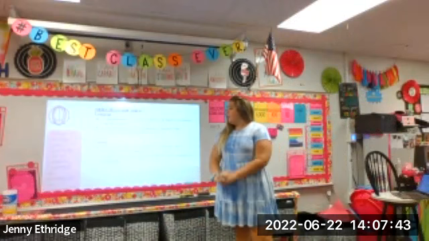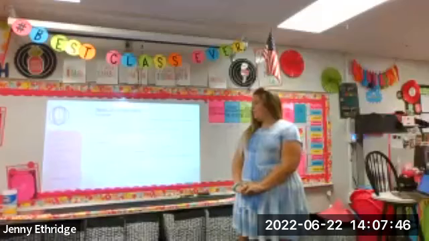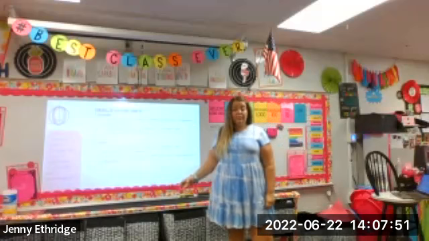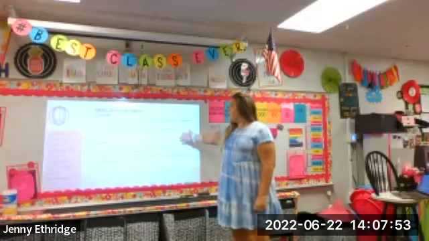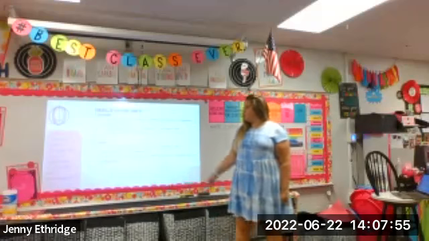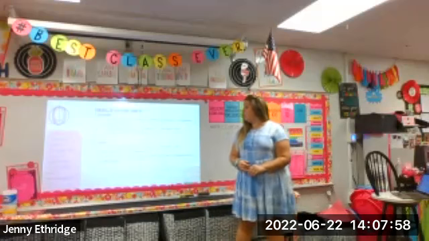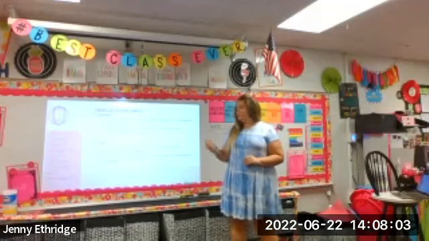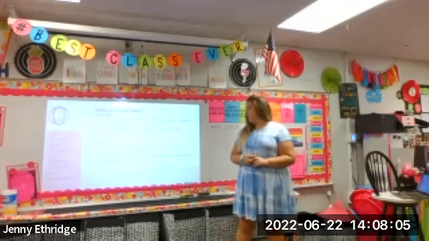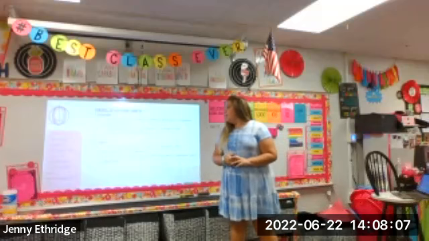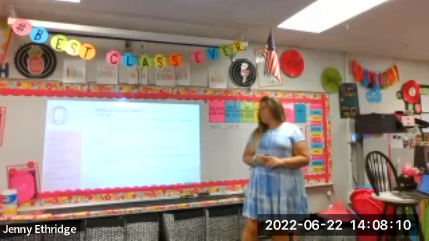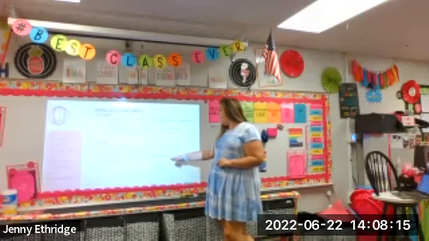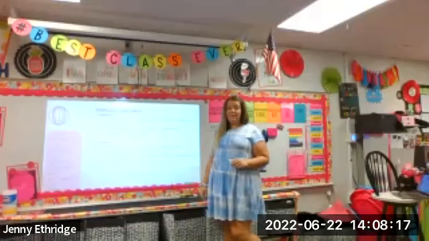So our standard is AKS 4A, and it's develop a model to describe the role of producers, consumers, and decomposers in a community. Our objectives that we're going to be looking at, our language objectives, is I can take notes to distinguish between producers, consumers, and decomposers, and I can explain the roles of producers, consumers, and decomposers in a community. Our content objectives is I can explain the roles of producers, consumers, and decomposers in a community, and I can develop a model that describes the roles of organisms in a community.